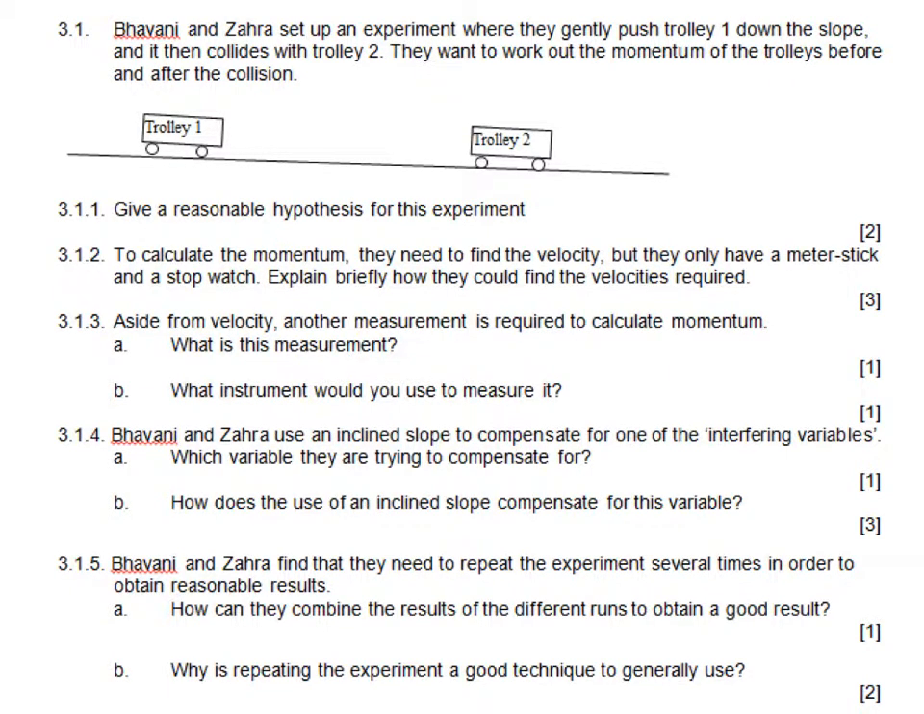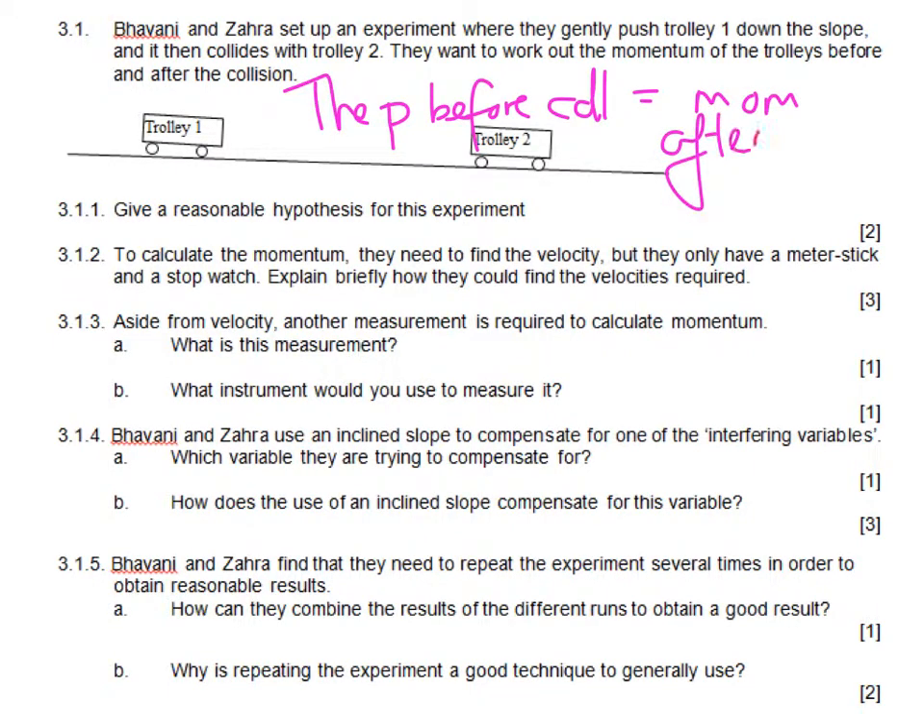Give a reasonable hypothesis for this experiment. They want to know what's happening before and after. So you have to say something about before and after. And a nice hypothesis would just be conservation of momentum. So the momentum before the collision is equal to the momentum after the collision. You need to write it out as a proper sentence because it is a hypothesis.